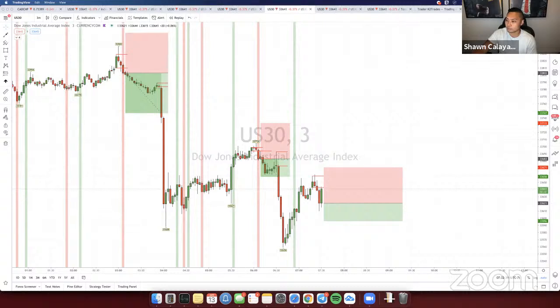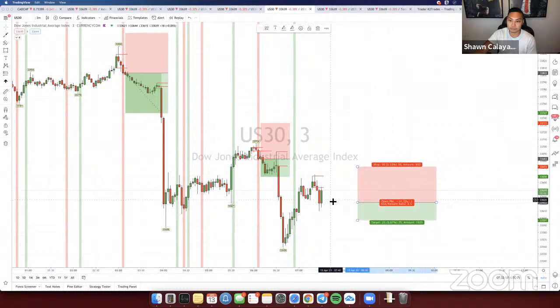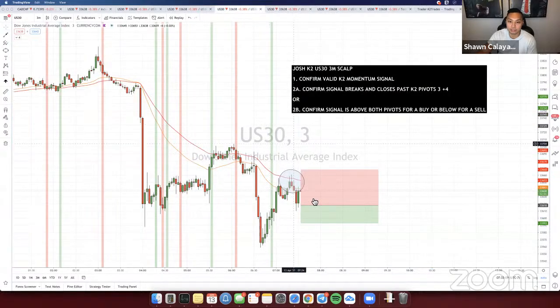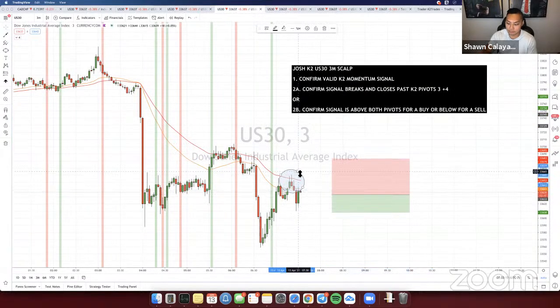All right, we have 20 seconds left on this. Yeah, so no signal there at all. All right, we have the rejection off that. All right, cool. So this is why we don't enter right away, guys. We wait for that confirmation, because if you entered this right away, you would have went straight into drawdown, right? You need to wait for that confirmation and confirm that price is actually coming down.